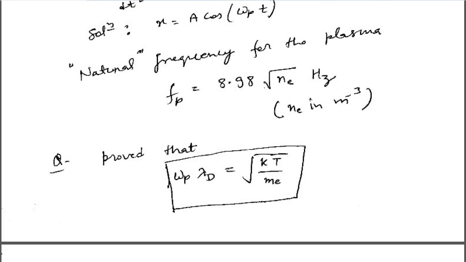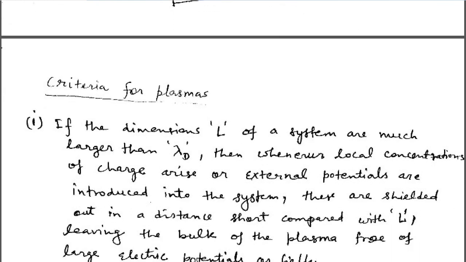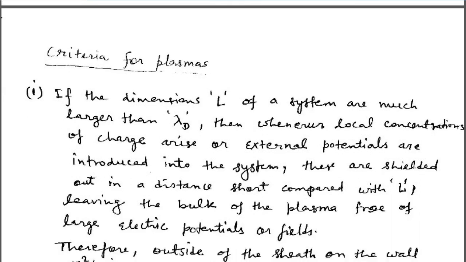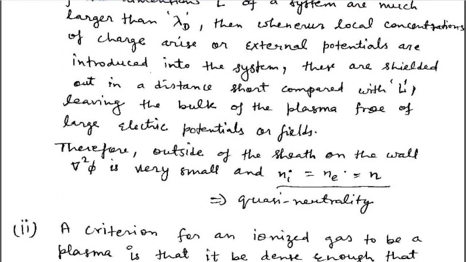Moving ahead, what are the criteria to have a plasma? I have written three very important things. Suppose I ask the question, what are the criteria for plasma? If the dimensions L of a system are much larger than lambda d, then whenever a local concentration of charge arises or external potentials are introduced into the system, these are shielded out in a distance short compared with L, leaving the bulk of the plasma free of large electric potentials or fields. Therefore, outside of the sheath at the wall, del square phi becomes negligible or small. Therefore n i becomes n e, and this gives rise to the quasi-neutrality concept.